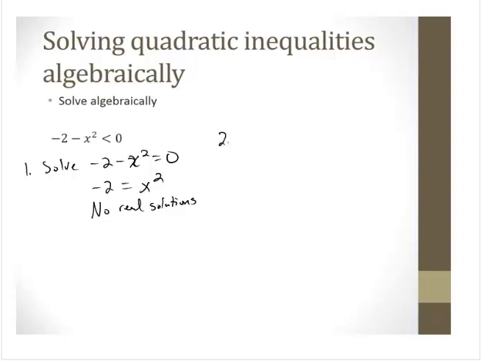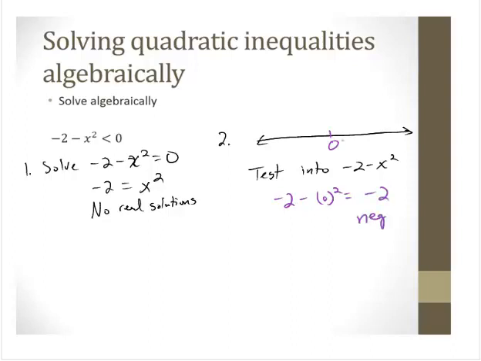So when we consider our number line, we can't put any boundaries here. So we just need to test once. Let's test into negative 2 minus x squared, and we can test any value. So I'm going to test 0. Negative 2 minus 0 squared is negative 2, which is negative.